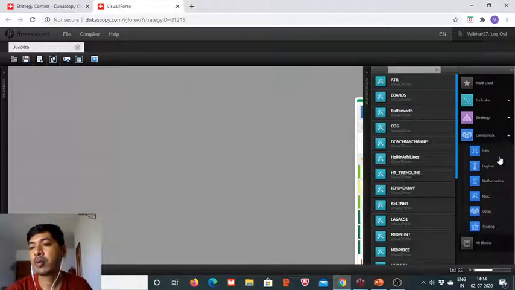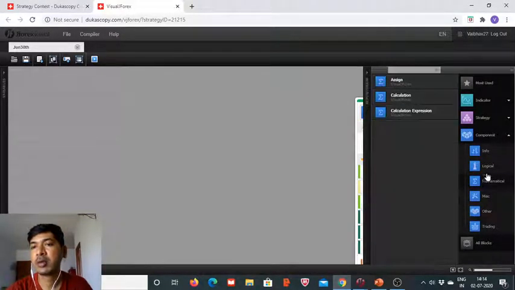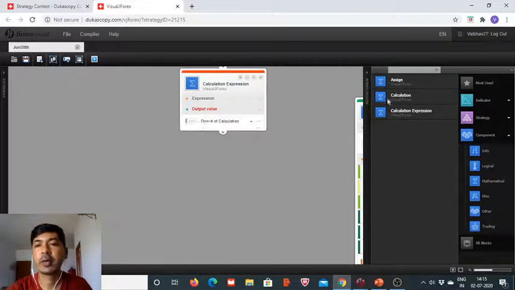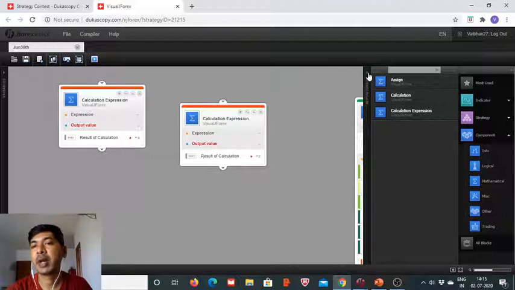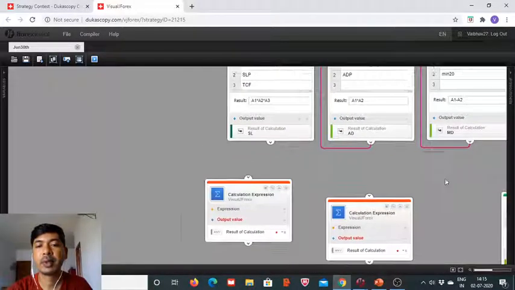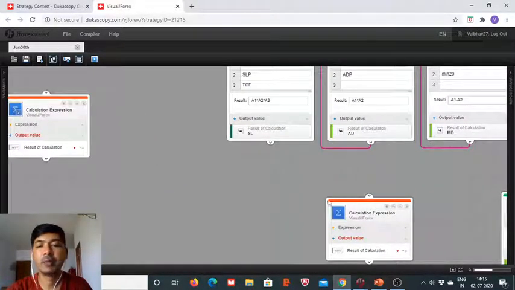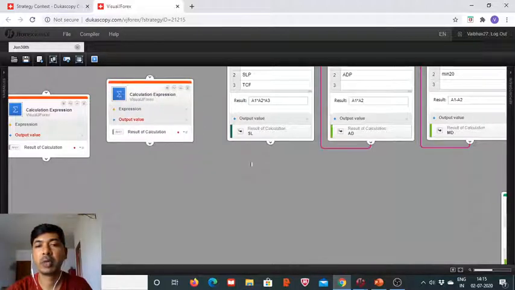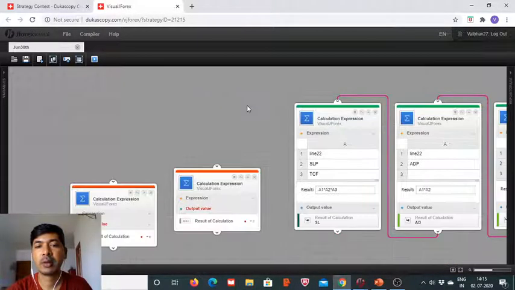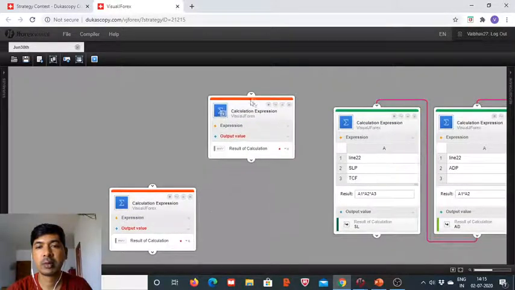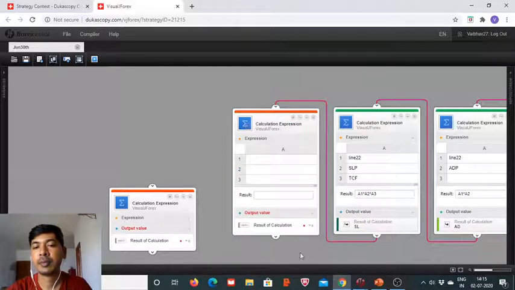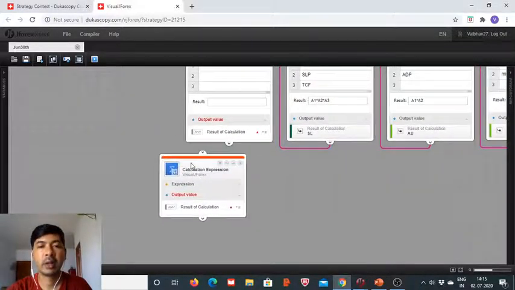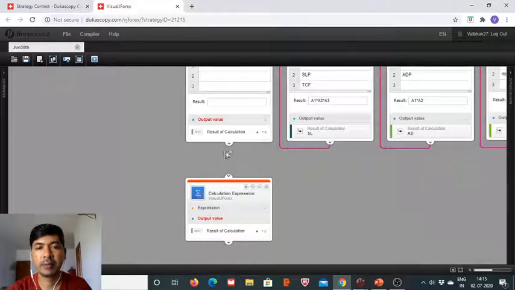Now we want to do the calculation. For that, we have to bring in the calculation expression, one for the target price and another for the order validity time. So here we put them in place, and another will be placed here.